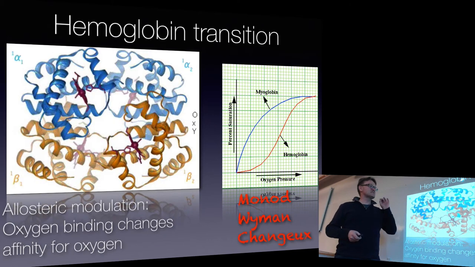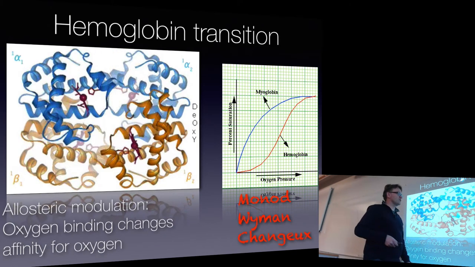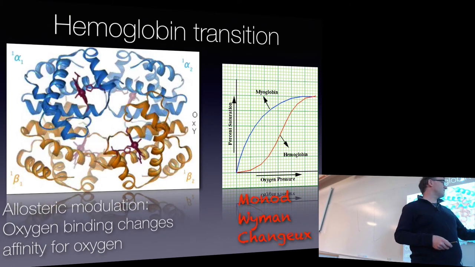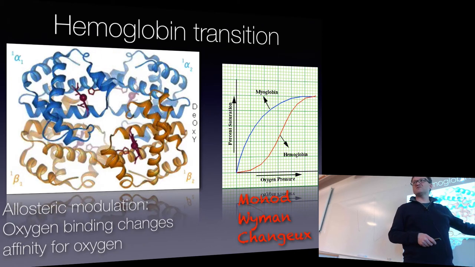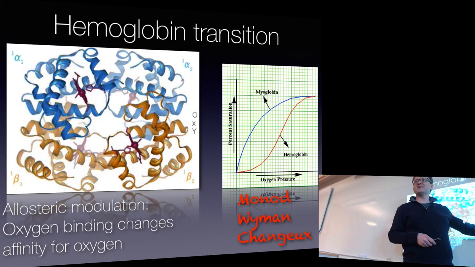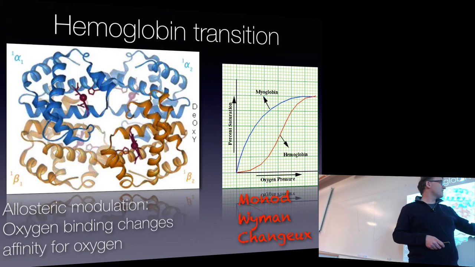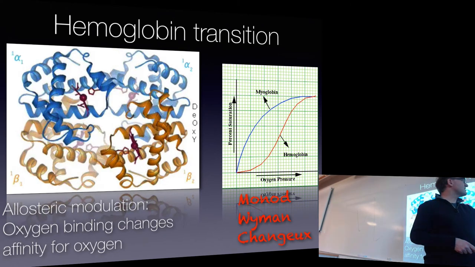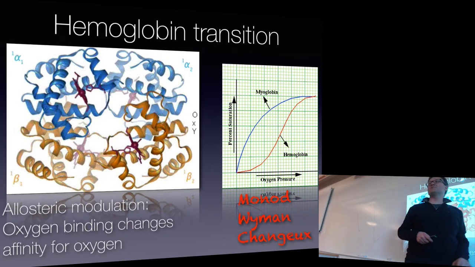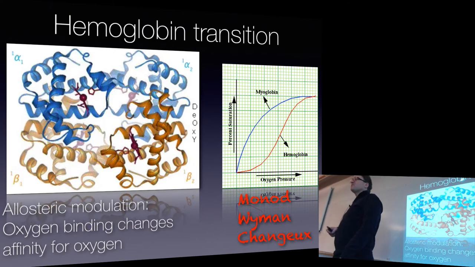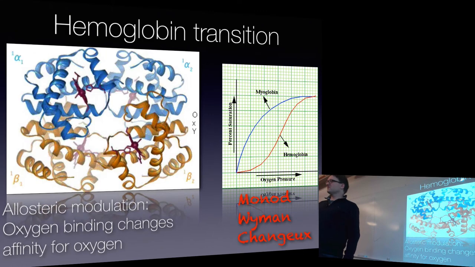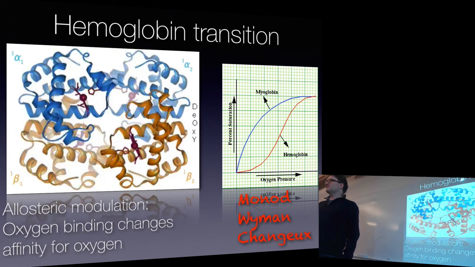Hemoglobin behaves in exactly the opposite way. When you don't have a whole lot of oxygen, it doesn't really help that you undergo this shift because there isn't a whole lot more oxygen to bind. So the affinity is going to be low. While as this goes up, suddenly hemoglobin wakes up. And in your lungs where you have very high oxygen pressure, hemoglobin will be fully saturated.